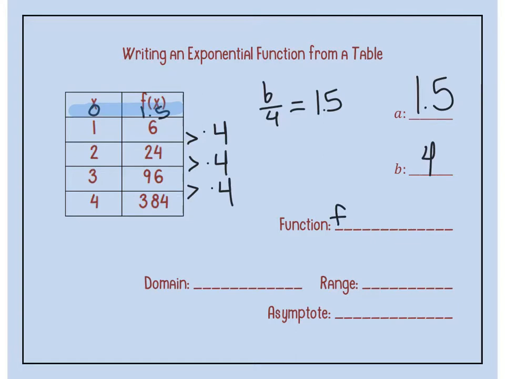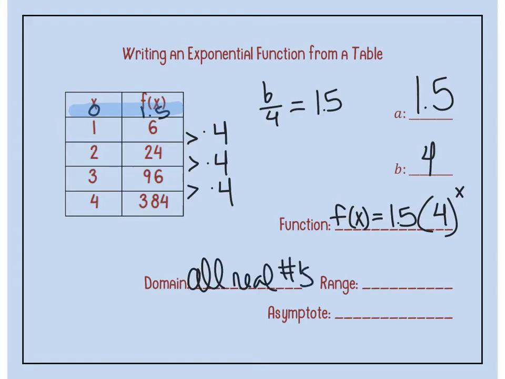So my function is f of x equals a times b raised to the x power. Domain, all real numbers. Remember, if you just have an equation or a table, my domain is going to be all real numbers. Again, the only time it's not all real numbers is if you're dealing with real world applications. My range on this is going to be that y is greater than 0. Again, it cannot be equal to 0 because it is an asymptote.